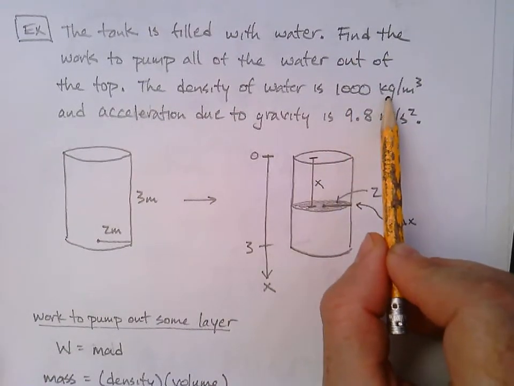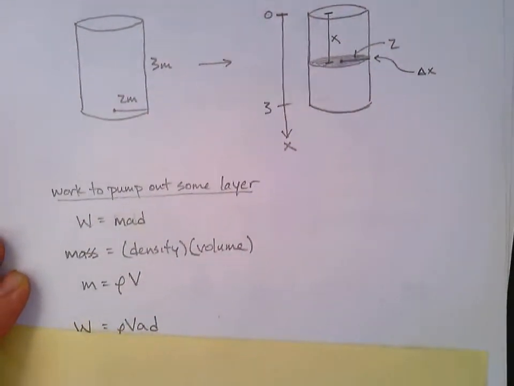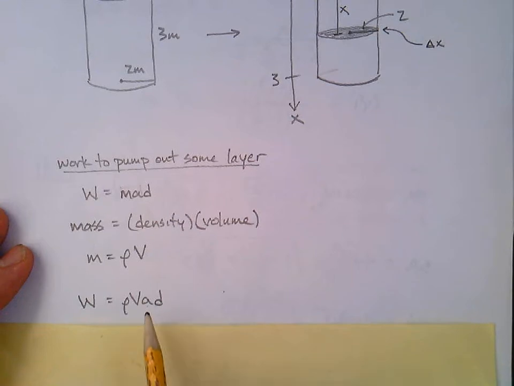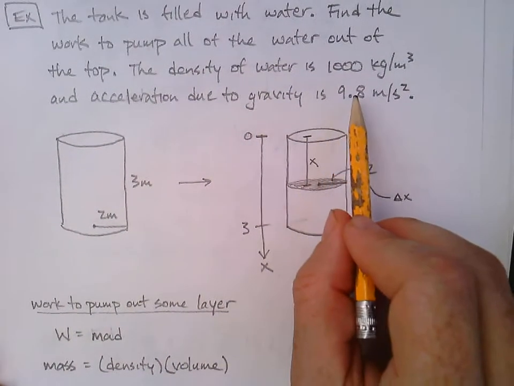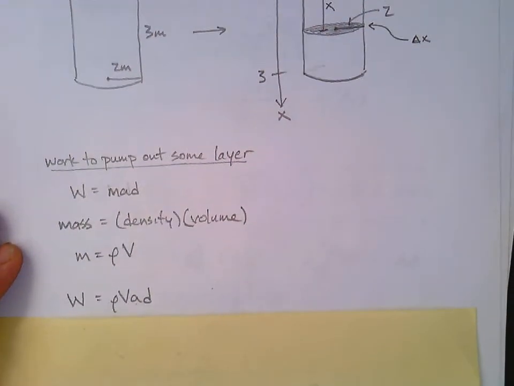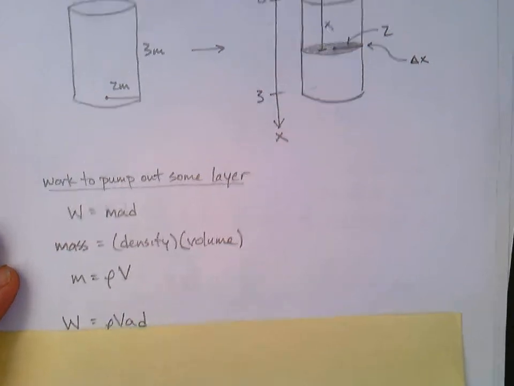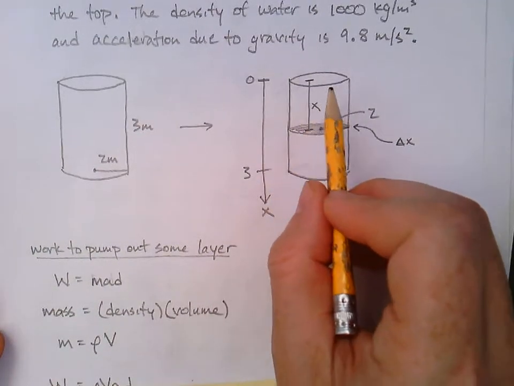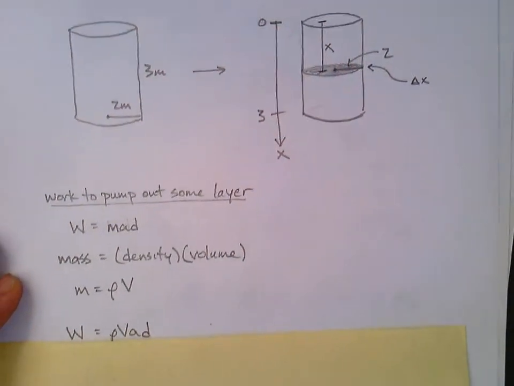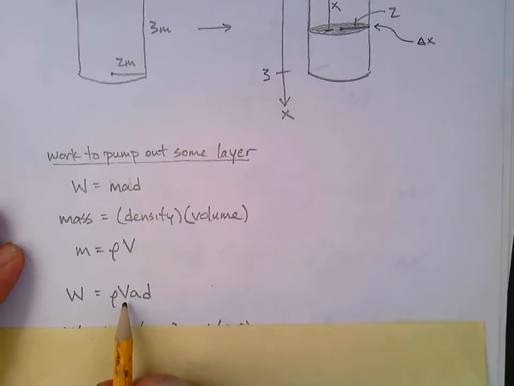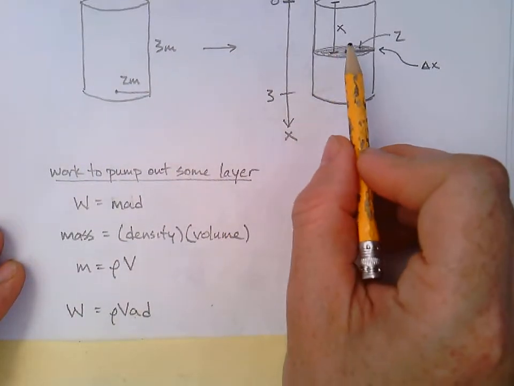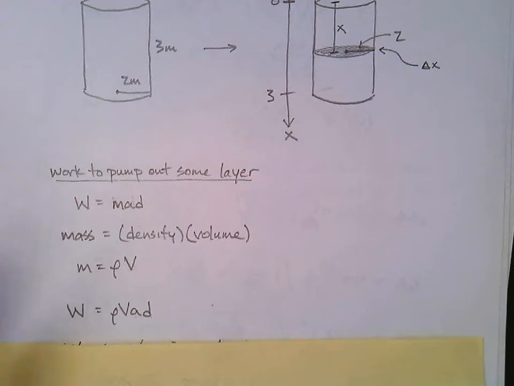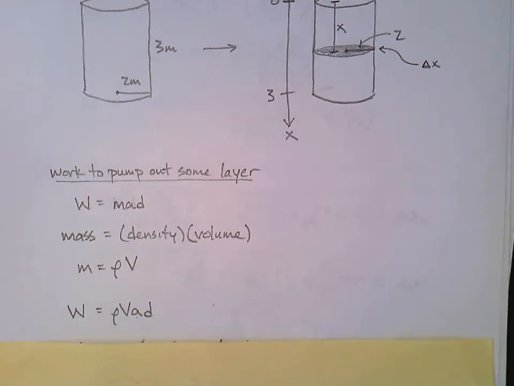So it turns out the density is no problem. That's the 1,000 kilograms per meter cubed. Turns out acceleration, no problem. That's the 9.8 meters per second squared. The distance, well, that's no problem. It's got to go a distance of x. The hard part is figuring out the volume of that little layer of water. Actually, in this problem, the volume's not even that bad, although the other numbers we have immediately, the volume, we've got to do a little bit more thought.